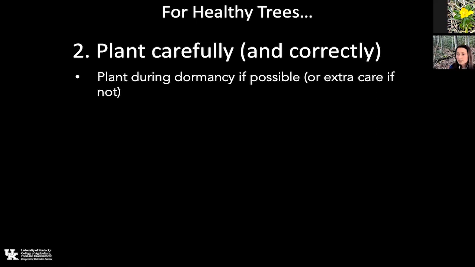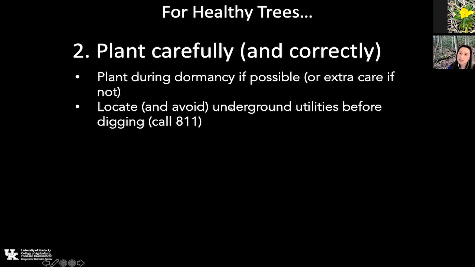One of the biggest problems for recently planted trees is water and the root system, because they really, really need to establish a good root system. That's the most important thing that they do in their first few years. Think about it, they've been transplanted, they've been moved around, and they've lost a lot of that root system. So they need to put that back on. You can help that a little bit by planting them during dormancy if possible, or giving them some extra care if not, some attention and water when they need it.